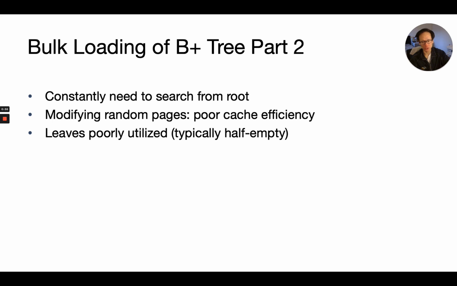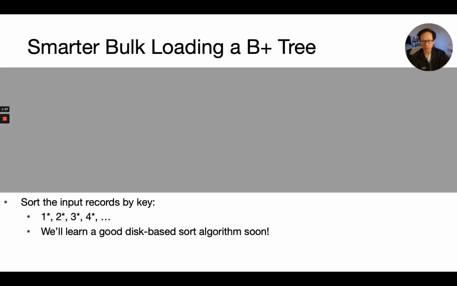Some of the leaf pages will end up being really empty, some of them might be half empty, some of them might be filled all the way up to the fill factor. So that's bad. Can we do better? Well, what if we sort the records before we do the insertion? For now, don't worry about the exact algorithm that we will use to do the sorting. Later on in the semester, we're going to learn a really good disk-based sorting algorithm for doing exactly that.